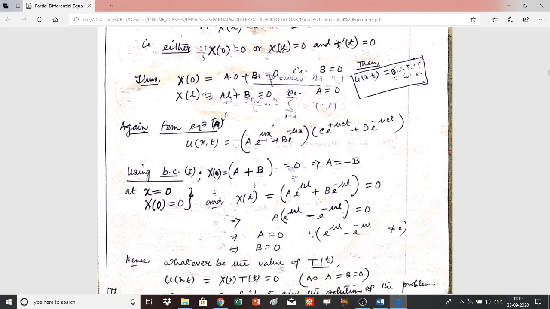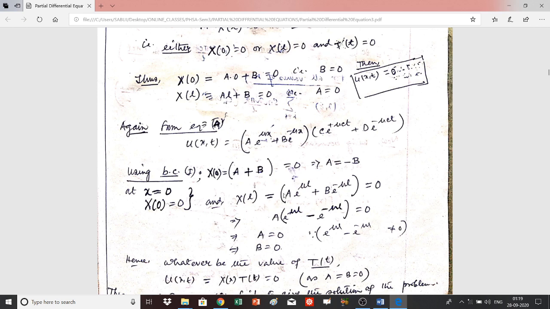And using boundary condition number 1, that is at x equal to 0, X(0) is equal to a plus b, which is equal to 0, so a is equal to minus b. And for x equal to L, X(L) is equal to a e to the power mu L plus b e to the power minus mu L, which is equal to 0, because the value of X(L) is 0, from boundary condition number 2.